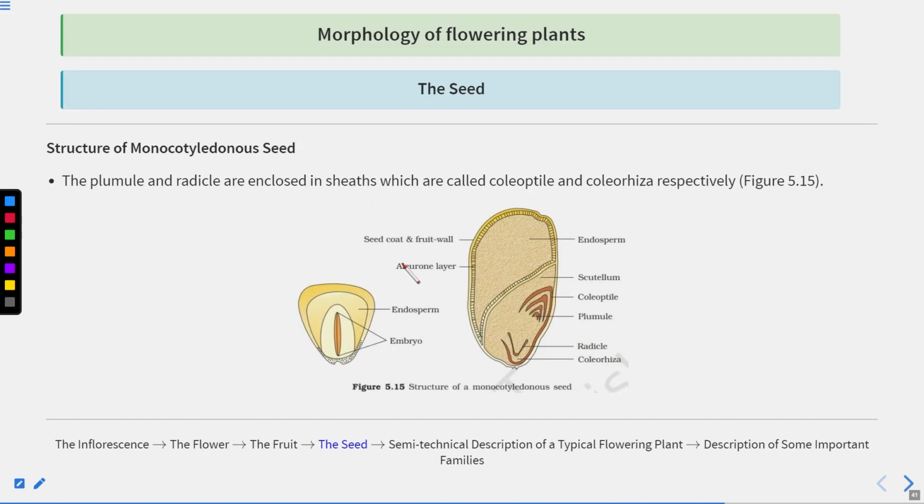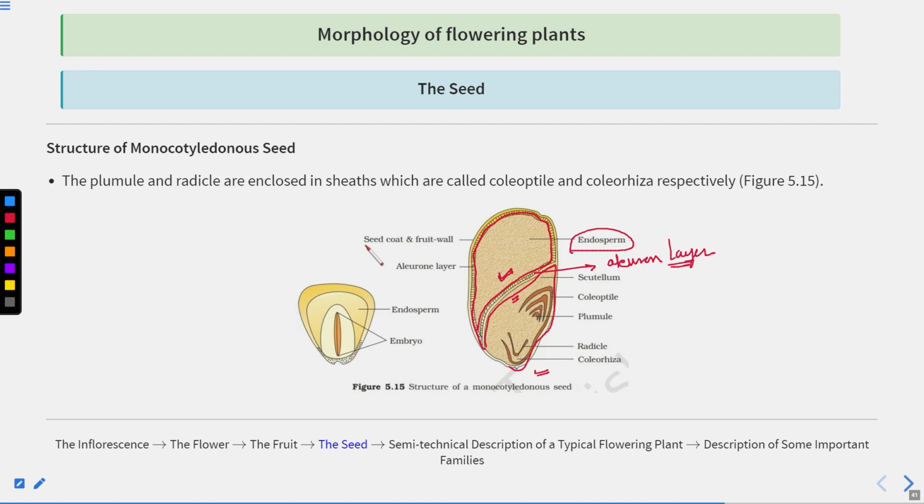So here you can see this structure. This is the monocot seed. This above part is called endosperm. Now this lower part is the embryo part. Now here you can see the endosperm and embryo are divided by this aleurone layer.